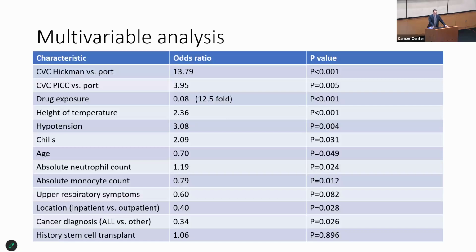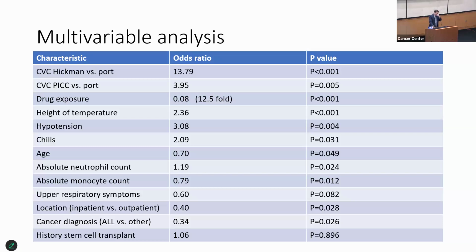So looking at the multivariable analysis that the model's built on, the strongest factor that we found is having a Hickman line relative to a port, which is almost a 13.79 odds ratio. So, it dramatically increases your risk. A PICC line over a port increases it. There's certain drug exposure: if you get high-dose cytarabine or dinutuximab within 24 hours, that we know causes fever, that's actually very protective against this being a bacteremia. So if you put that odds ratio the other way, it would be 12.5.